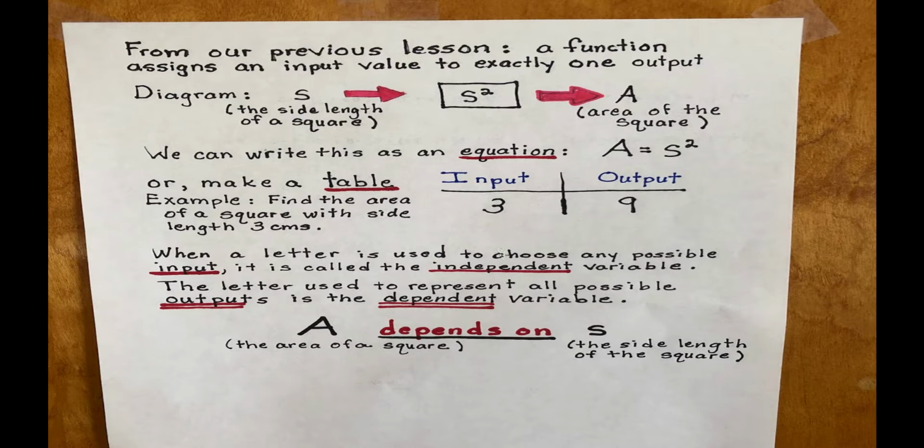When a letter is used to choose any possible input, it is called the independent variable. The letter to use to represent all possible outputs is the dependent variable. So in our example, A, the area of a square, depends on S, the side length of the square.